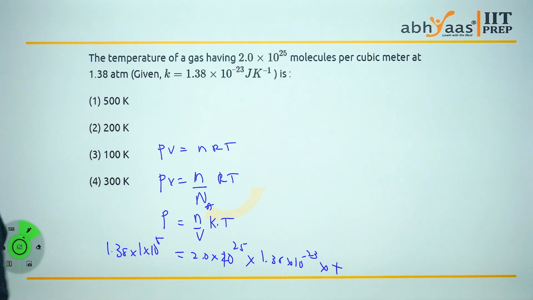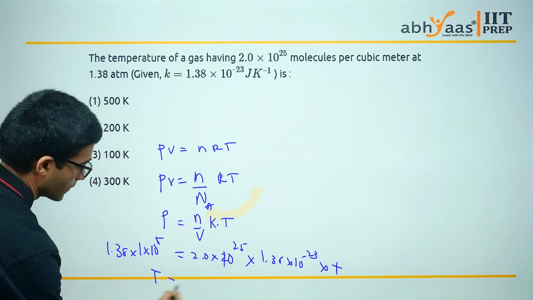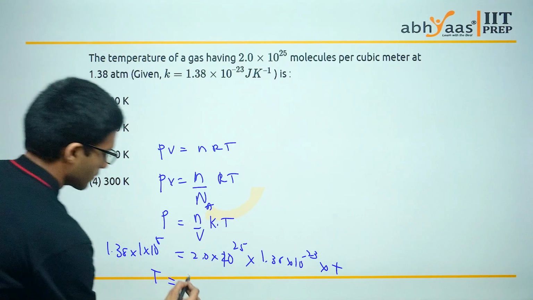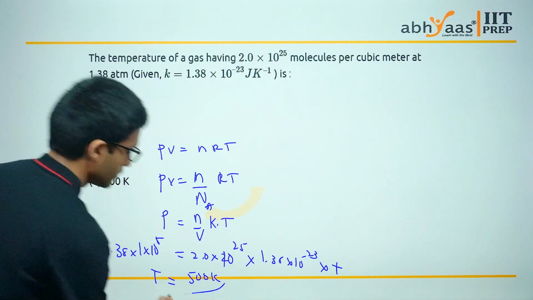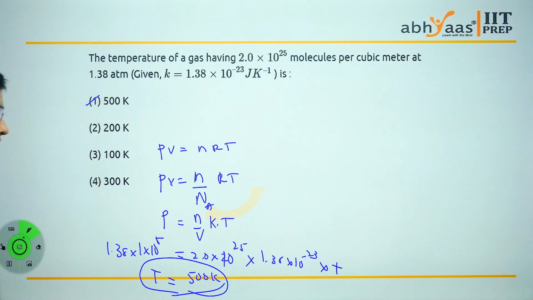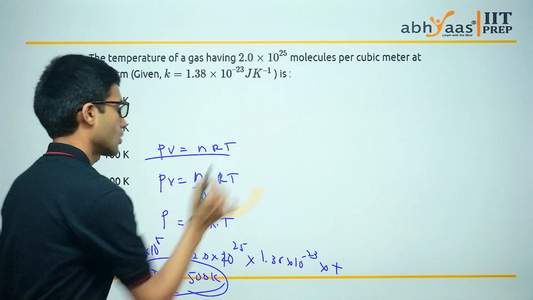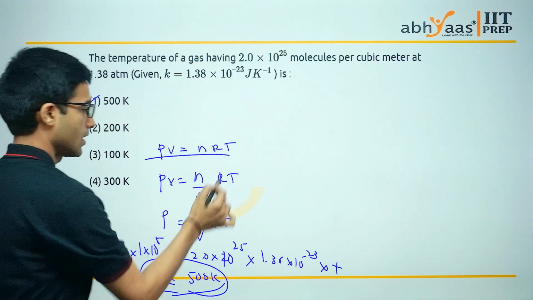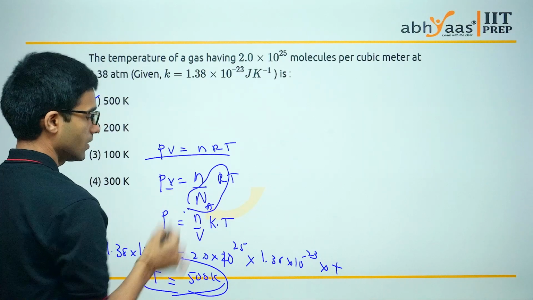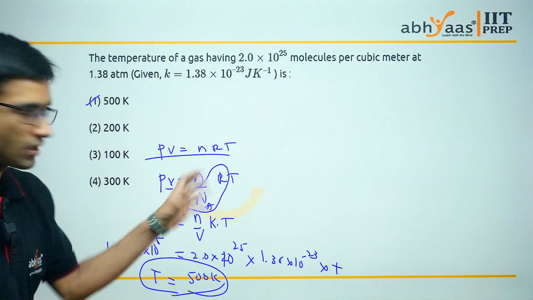You just try to calculate. The temperature will be around 500 Kelvin. You just check it, calculate this, and you will get 500 Kelvin. Just a direct formula only, PV equal to nRT, but R by N_A is k. This you need to calculate. N by V is already given, that's why I changed this question into this format.